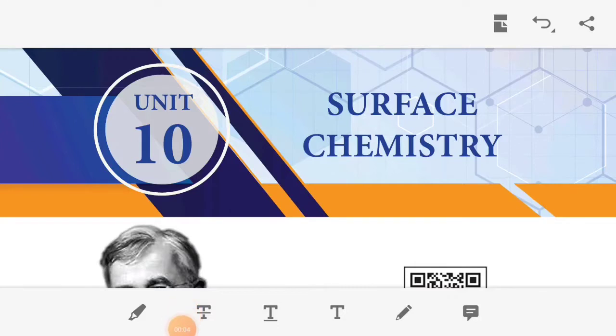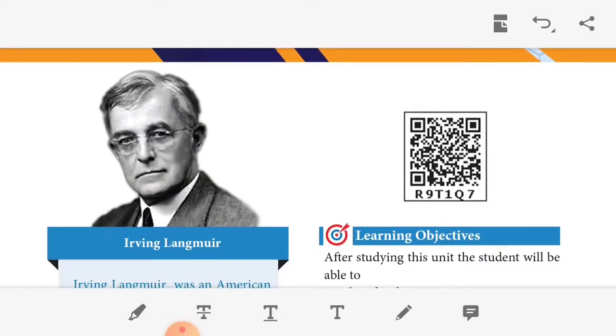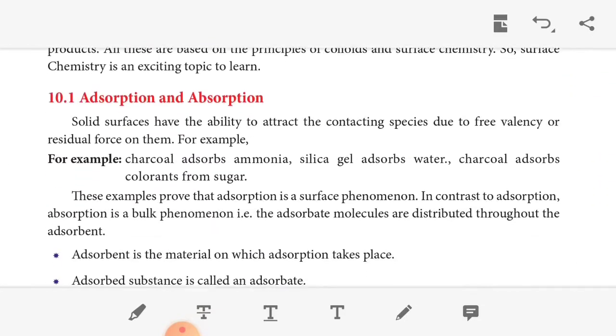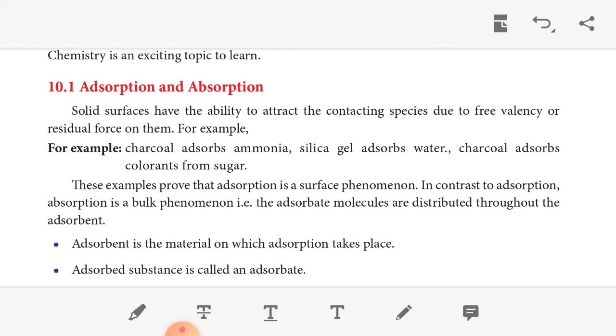Now we are going to revise the Unit 10 Surface Chemistry lesson. In this lesson we discussed adsorption and absorption. So define adsorption and absorption. It may be asked in 2 marks and 3 marks questions.